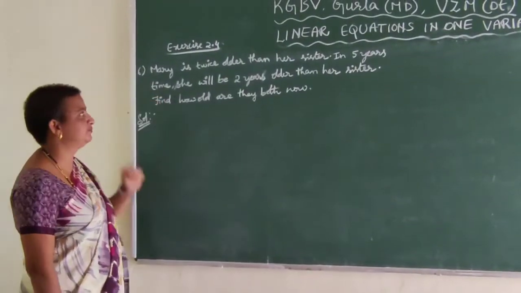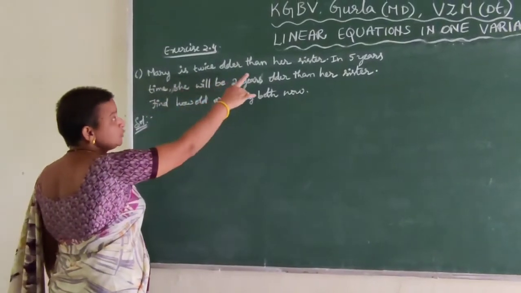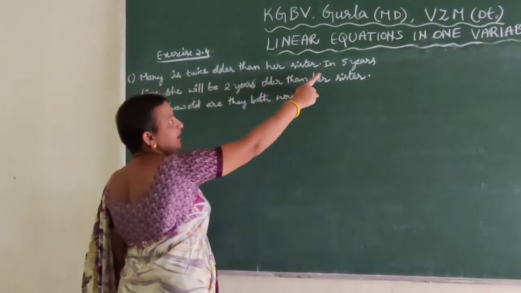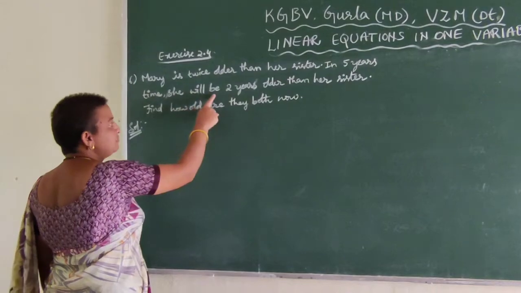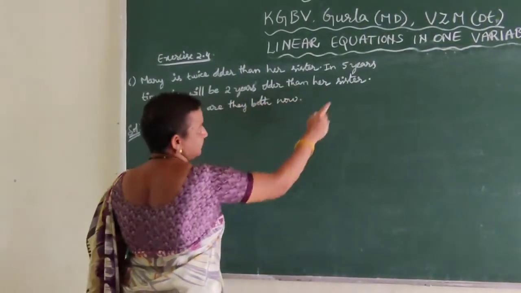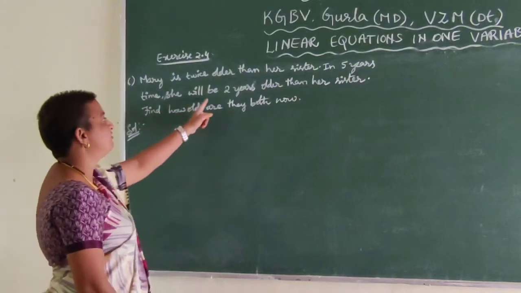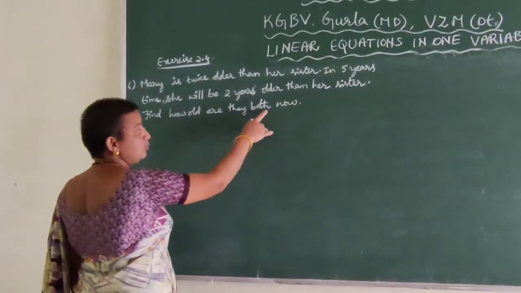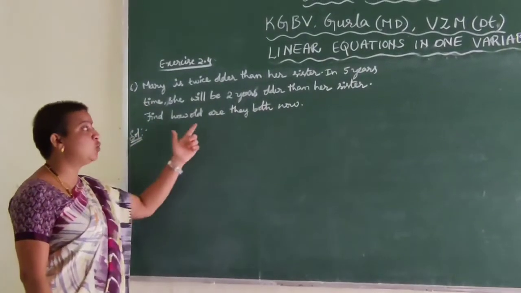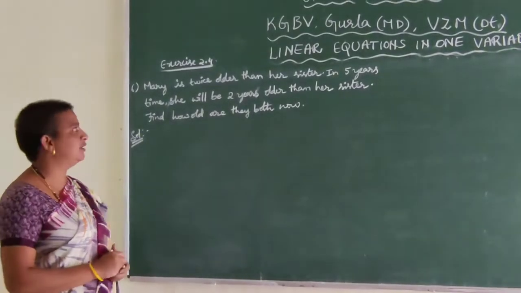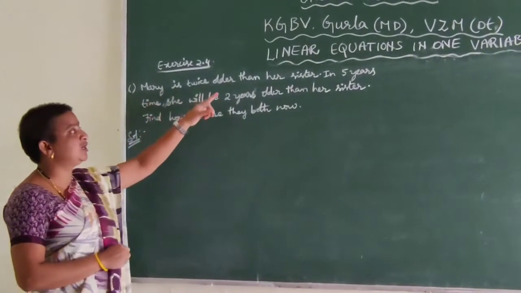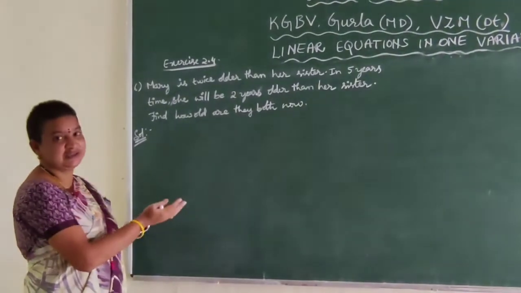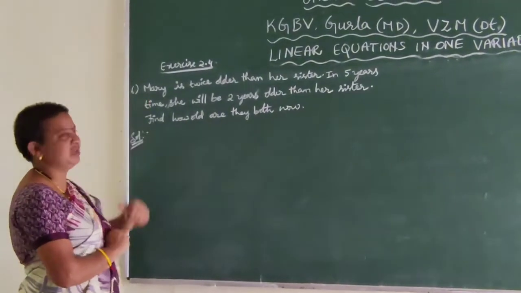Now, sixth problem. Mary is twice older than her sister. In 5 years' time, she will be 2 years older than her sister. That means after 5 years, she will be 2 years older than her sister. Find how old are they both now. Okay. Mary is twice older than her sister. Means first we have to know the age of her sister.